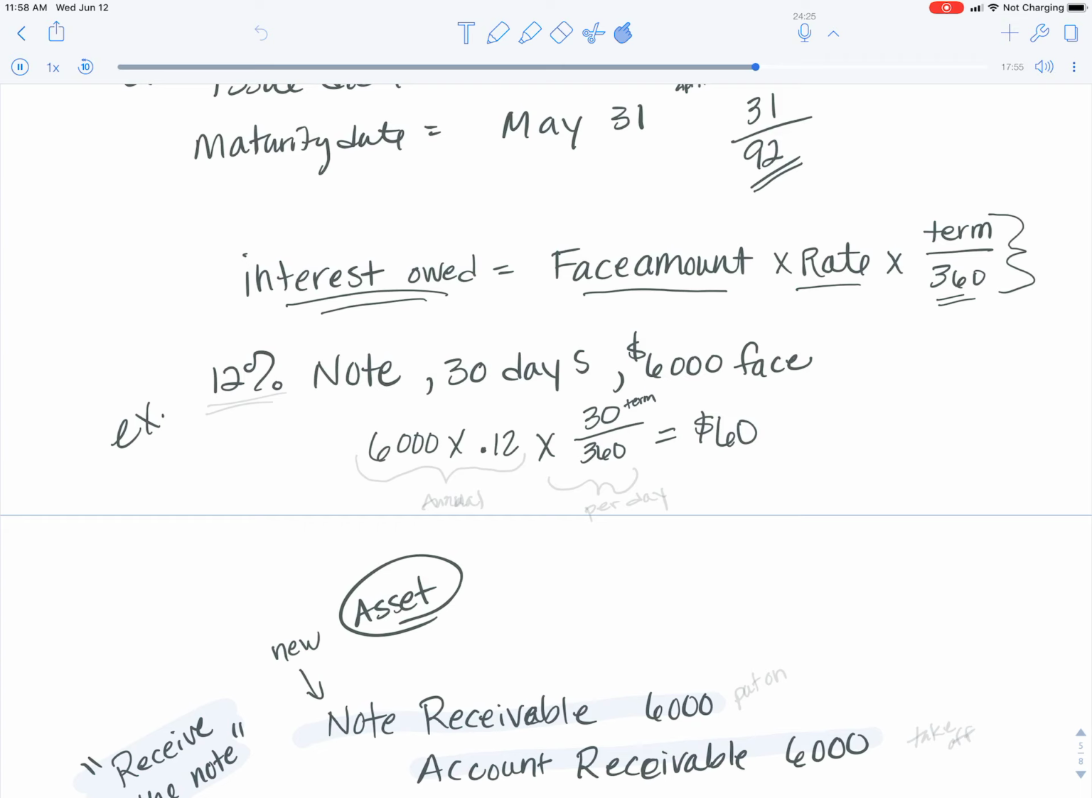What's really important to say here is that this first part of this calculation, 6,000 times 12, is the annual interest amount. So you're always going to be given an interest rate in the real world when a bank gives you a loan, a car loan, a house loan, credit cards. Anytime you see an interest rate, that's the annual amount. And so we first calculate what it is annually, and then the second part is breaking it down for the number of days that are in the note.